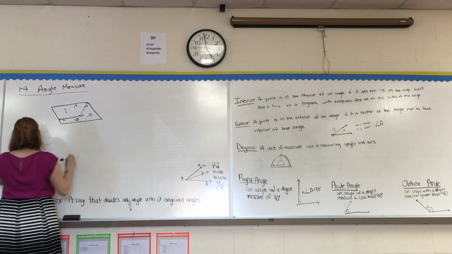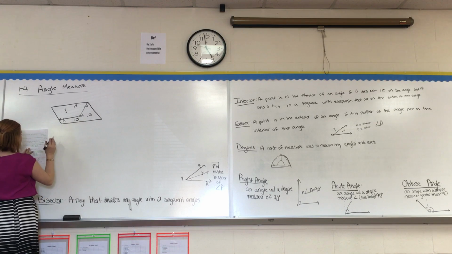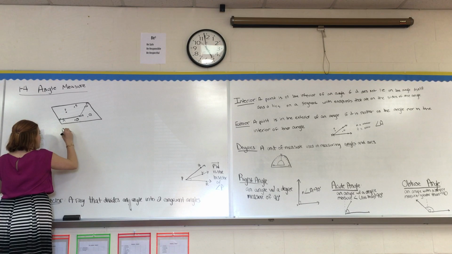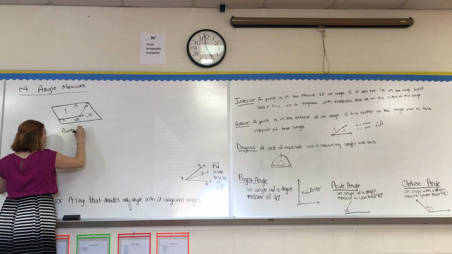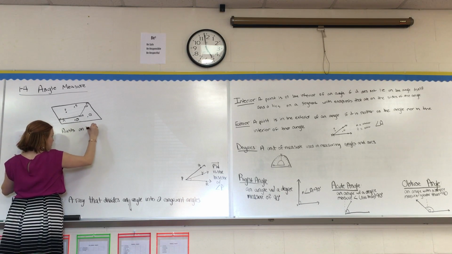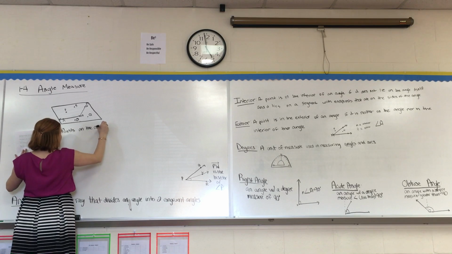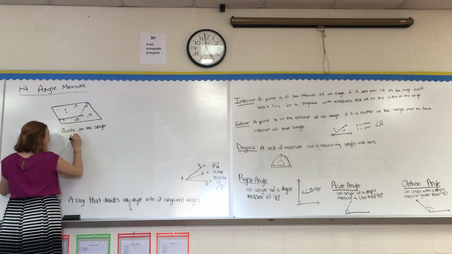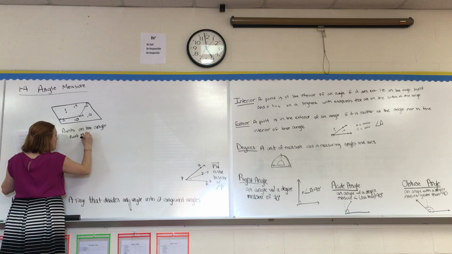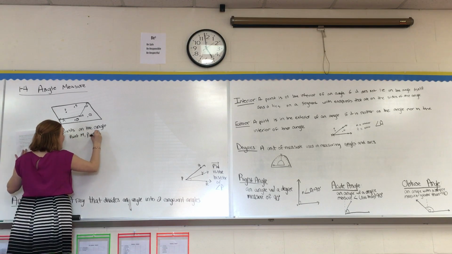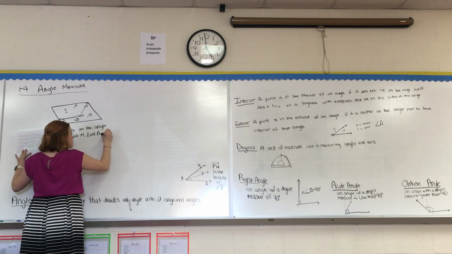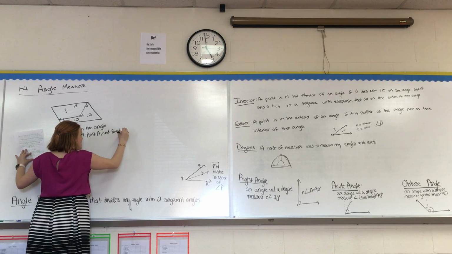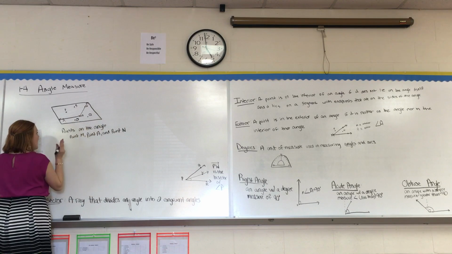Sorry about that. Okay. So we have, what points lie on the angle? On the angle. We have point M, point A, and point N. M, A, and N.